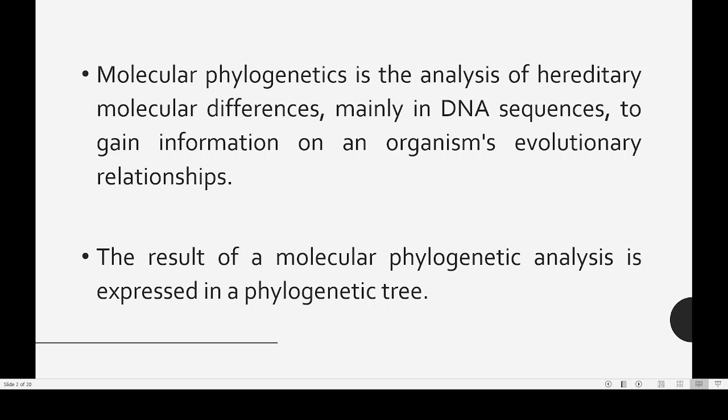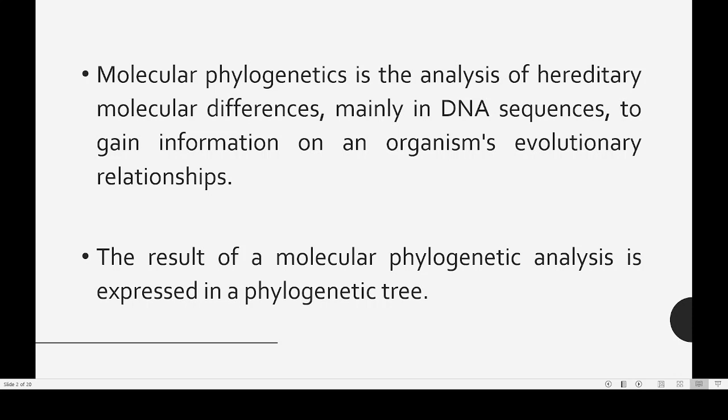In molecular genetics, these people are mainly dealing with the DNA, because we have seen how a DNA sequence is present, and by simply analyzing the DNA sequence and comparing it with the sequence of other organisms, scientists are now able to tell how much these two species are related. So that branch is basically molecular phylogeny.